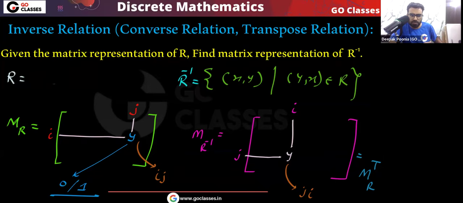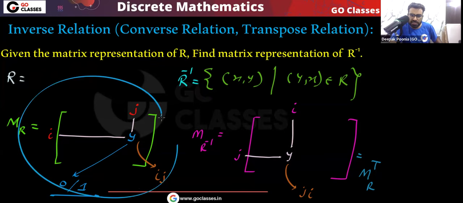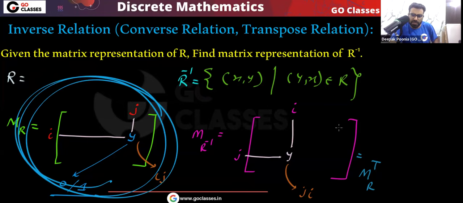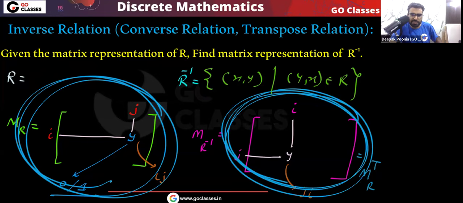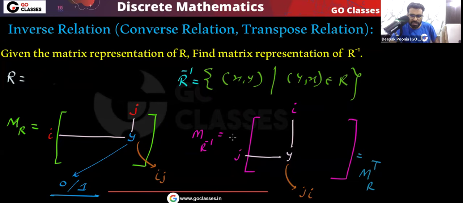What is the reason? If anyone asks you for a proof, how can you prove it? The proof is very simple. In the matrix representation of R, whatever the element (i, j) is, that same element will go to (j, i) in the matrix representation of R inverse. So you can see the (i, j) element in this matrix becomes the (j, i) element in the new matrix. So the matrix representation of R inverse is basically the transpose of the matrix representation of R. That's the simple idea. I hope you understood.